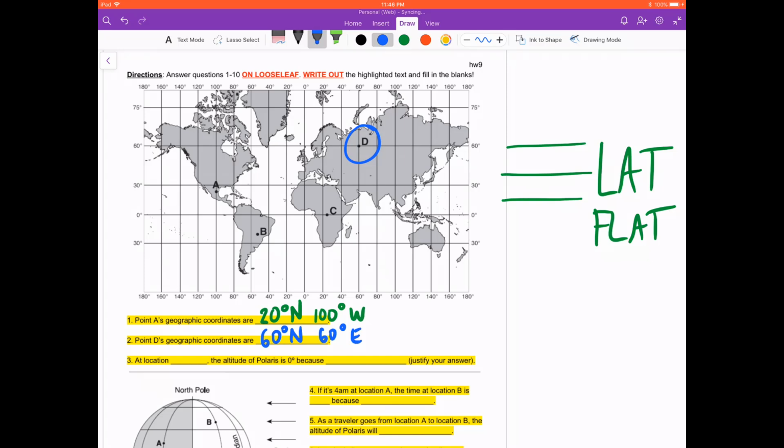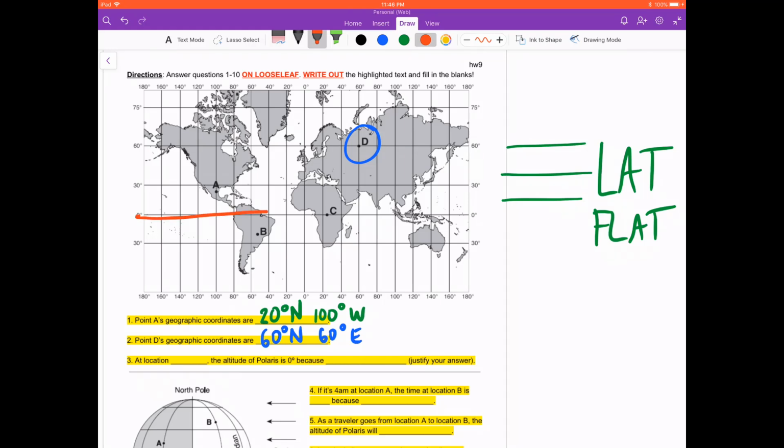Number 3: at location blank, the altitude of Polaris is 0 degrees because, justify your answer. So at what location is the altitude of Polaris 0 degrees? If you think about it, 0 degrees means that Polaris will be exactly at the horizon, straight ahead, right where the land meets the sky or the water meets the sky. That only happens at the equator.